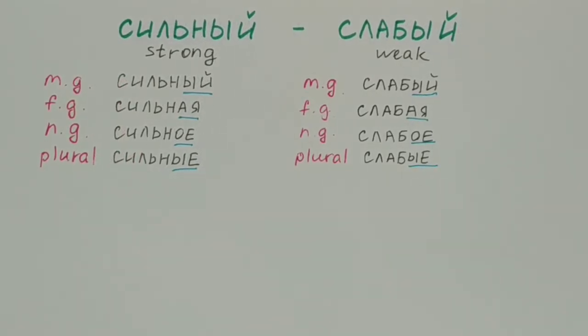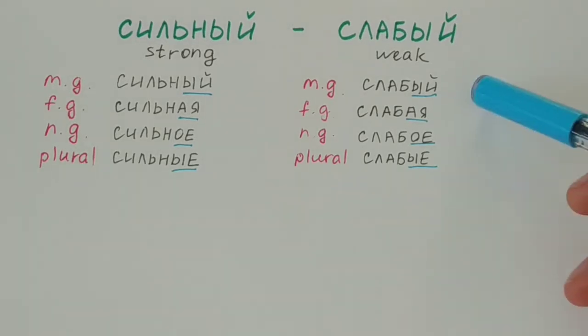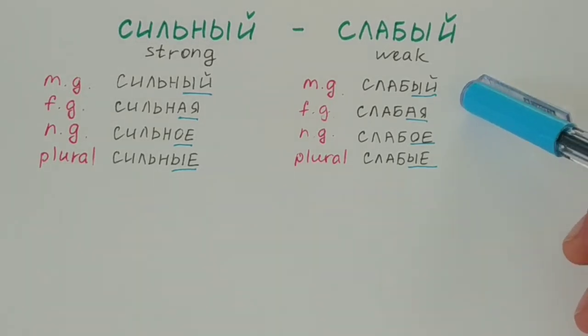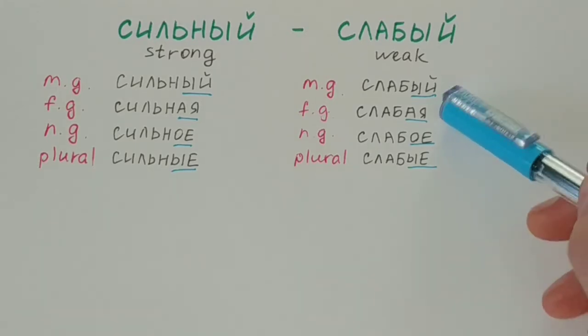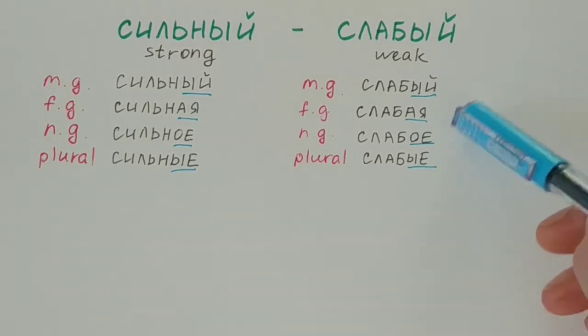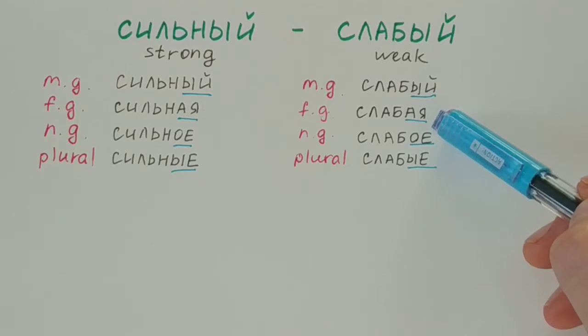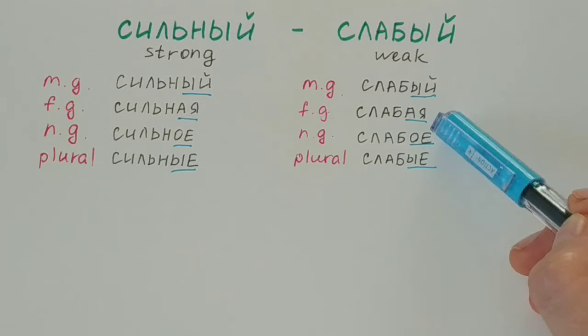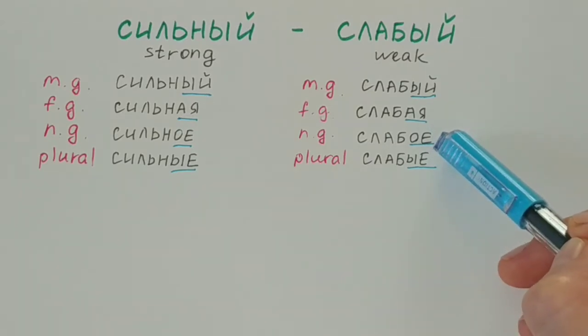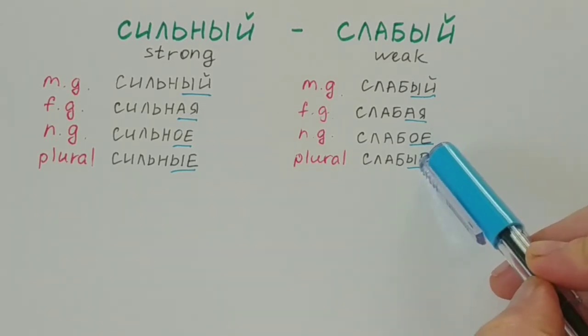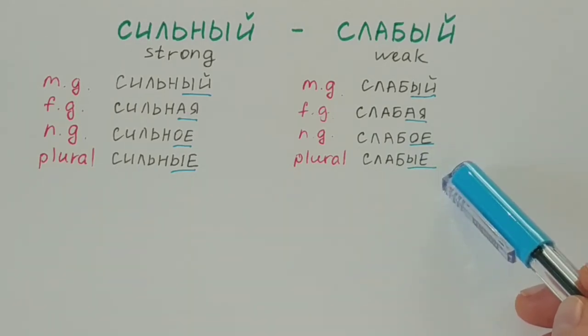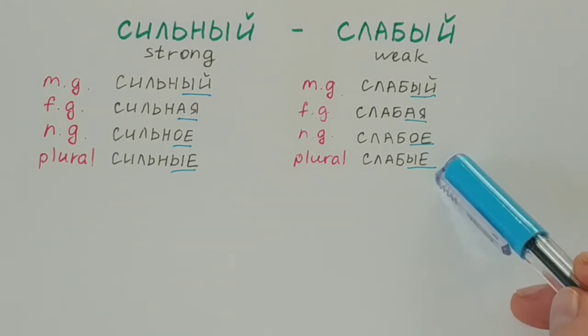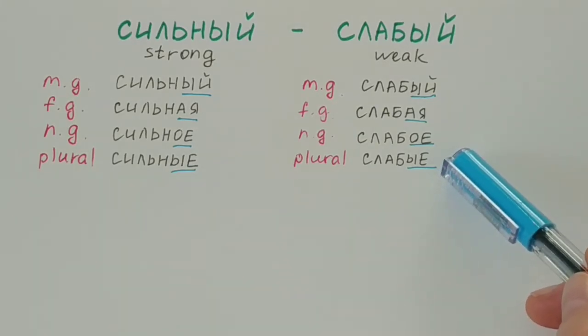For the second adjective with the opposite meaning, which is слабый, weak, here are all of its forms. For masculine gender form, that is the default, the dictionary form, it is слабый, ending ый. For feminine gender, it is слабая, with the ending ая. For neuter gender, слабое, with the ending ое, and the plural form is made by changing the ending to ые, and here we get слабые.